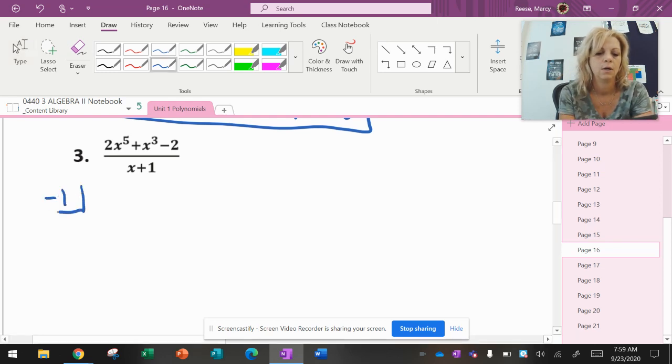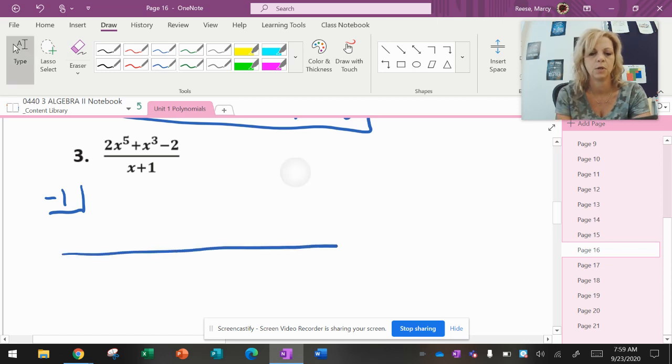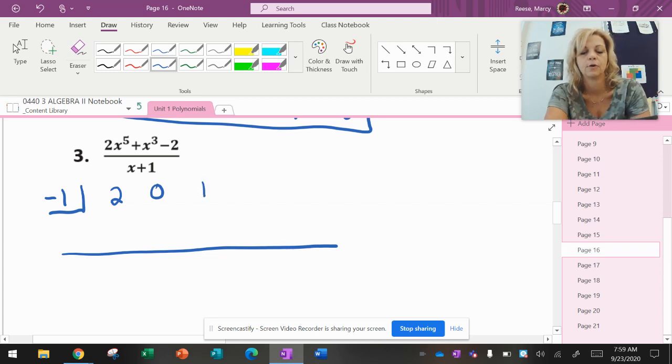Okay? So on the shelf goes negative 1 because the root is x plus 1. I'm going to start with x to the 5th. I'm going to put a 2. X to the 4th is gone, so I'm going to put a 0. X to the 3rd has a coefficient of 1. We're missing x to the 2nd, right? And we're missing just x. And then we have a negative 2.